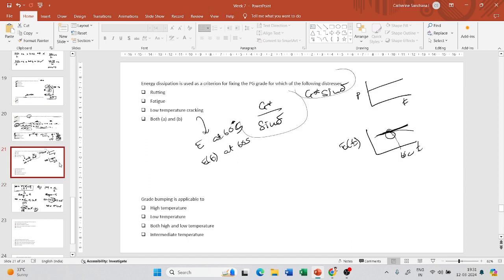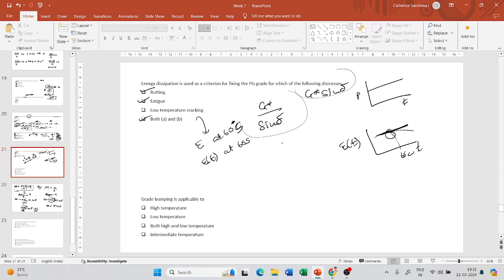So these two parameters have evolved from energy dissipation. So the answer to this is both A and B. Now the next question, grade bumping is applicable to what? So let us first understand what grade bumping is, okay.